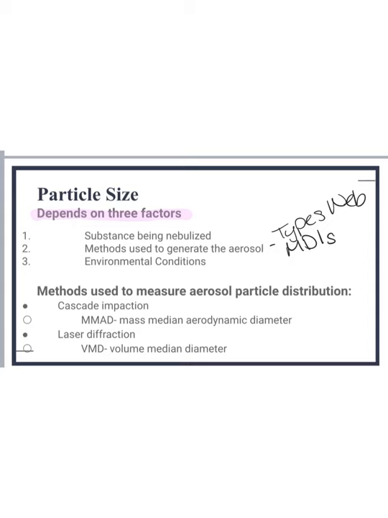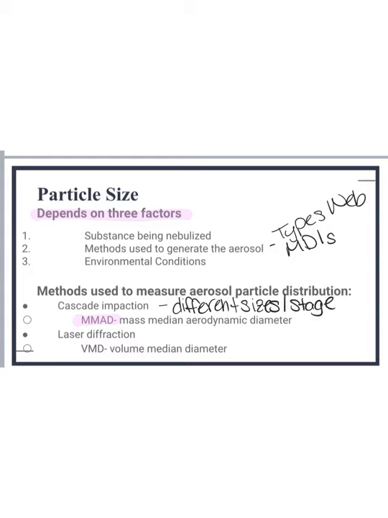The methods that we use to measure aerosol particle distribution would be these two down here. We have cascade impaction, or MMAD, which is the mass median aerodynamic diameter. Cascade impaction is going to collect aerosol of different sizes and stages on a series of plates. So it collects different sizes and stages.